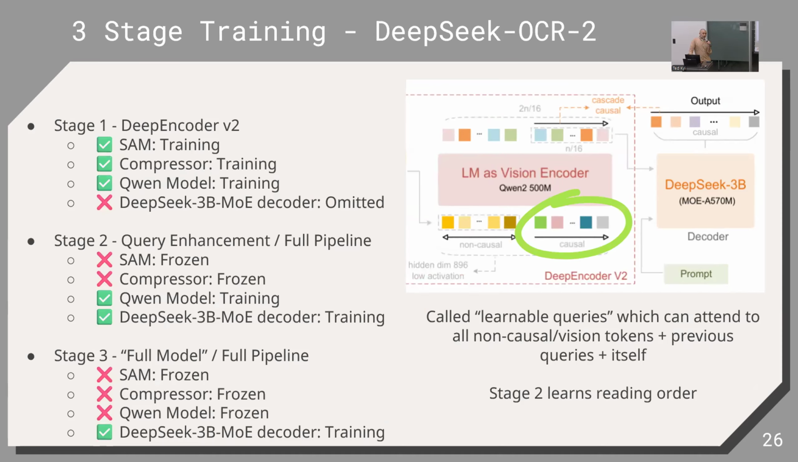DeepSeek OCR, the original paper, had a 2-stage training pipeline. This one has 3 stages. First, they train this DeepEncoder. You've got the SAM model and the same compressor. They apparently like the compressor they had in the first paper. Then they train this Qwen model, which is very small, a 500 million parameter model. That's step one. Step number 2 is where it gets interesting and they do something different.